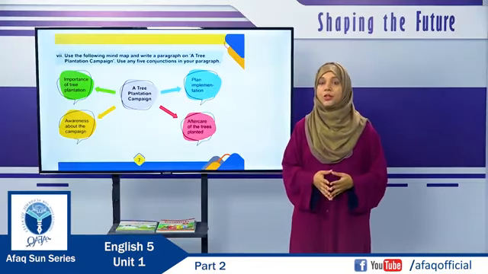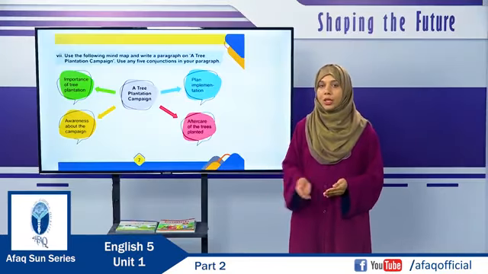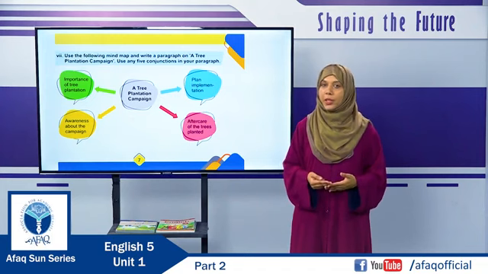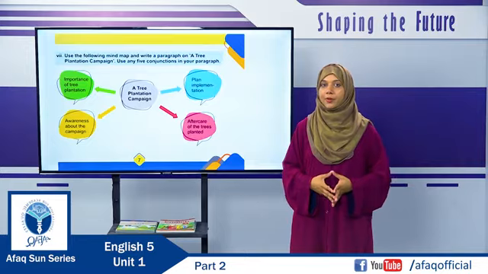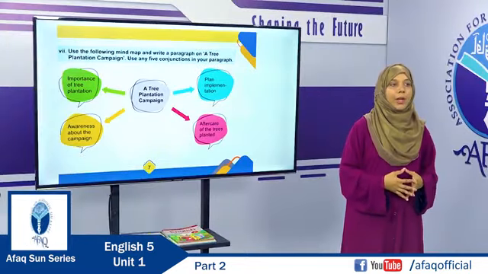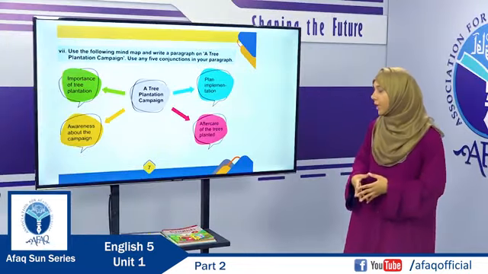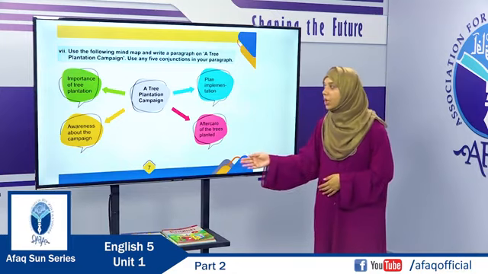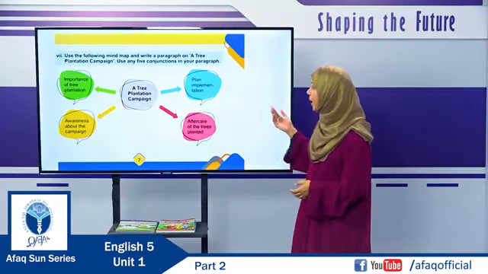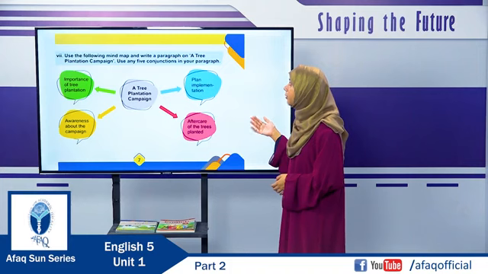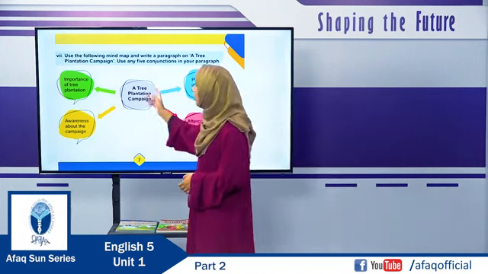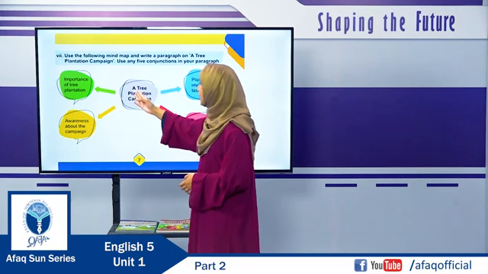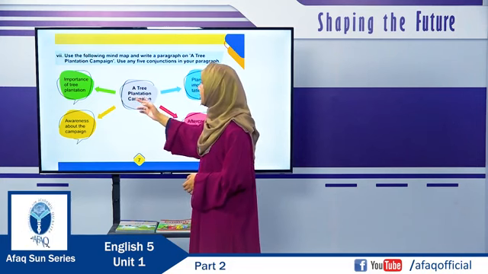Dear students, remember that in the previous week, we learned about topic sentences and supporting details in a paragraph. Now it's time to write a paragraph of your own. On page number 7 of your textbook, you have to use this mind map and write a paragraph on a tree plantation campaign. So the topic or the main idea is written here, a tree plantation campaign.